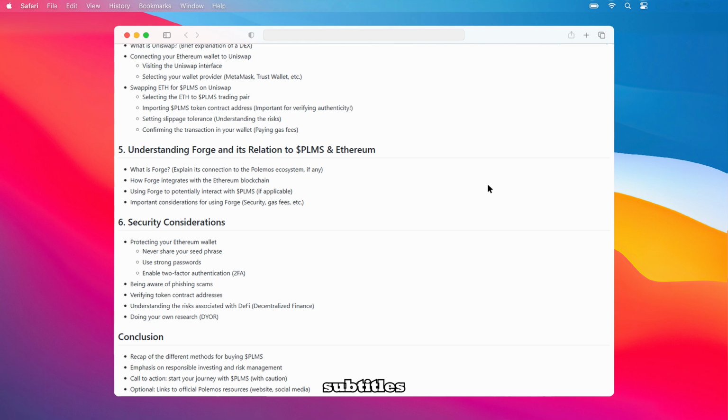In conclusion, we've covered different methods for buying $PLMS, including using MEXC Global and UNISWAP, and also touched on Forge. Remember to emphasize responsible investing and manage risk effectively. Now, you can start your journey with $PLMS, but always proceed with caution.